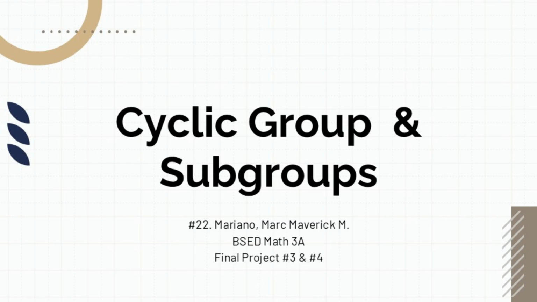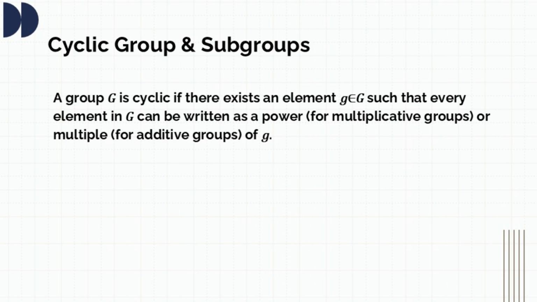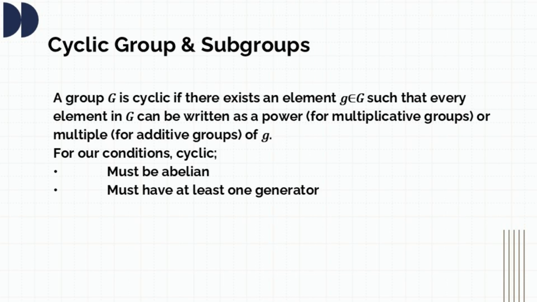Let us now determine whether my geometric model and its subgroups are cyclic. So, let's define what is cyclic first. A group G is cyclic if there exists an element g in G such that every element in G can be written as a power or multiple of g. So, for our conditions, a cyclic group must be abelian and it must have at least one generator.